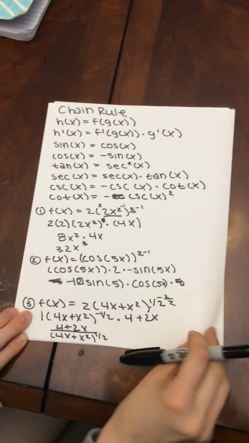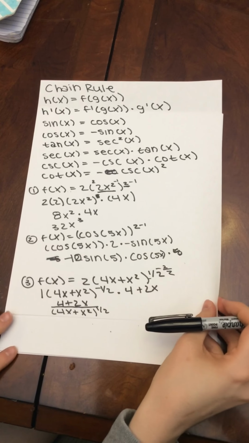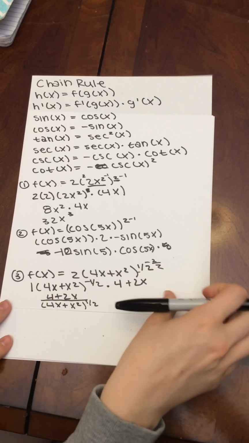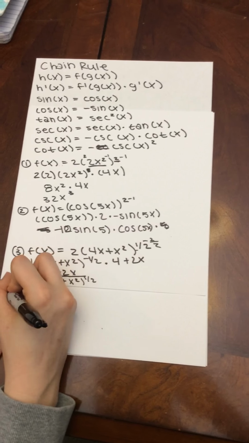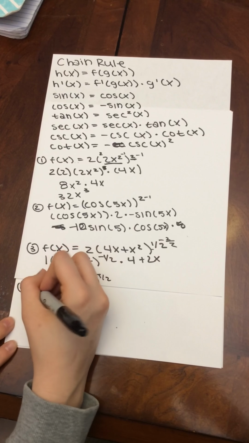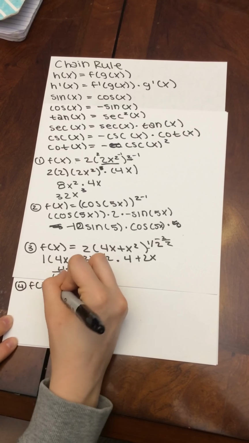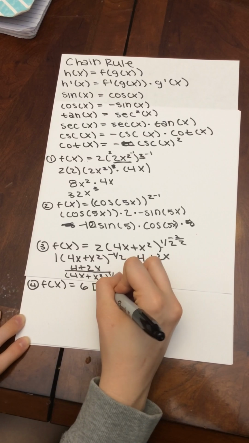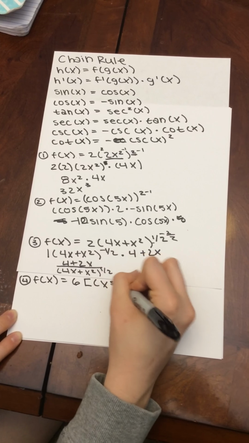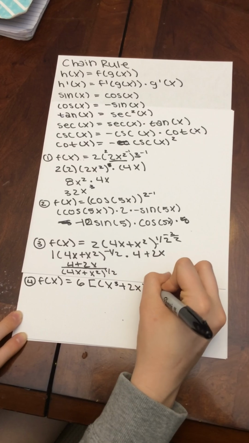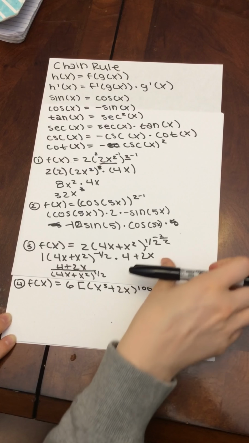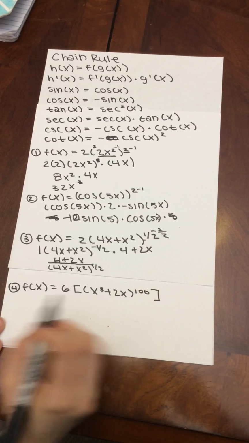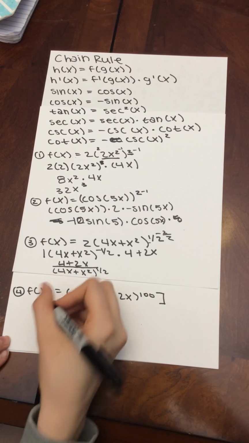And for our fourth example, which we'll have right here, we're going to have f(x) = 6(x to the power of 3 plus 2x) to the power of 100. And then you close it. So this is going to be our difficult one for chain rule.